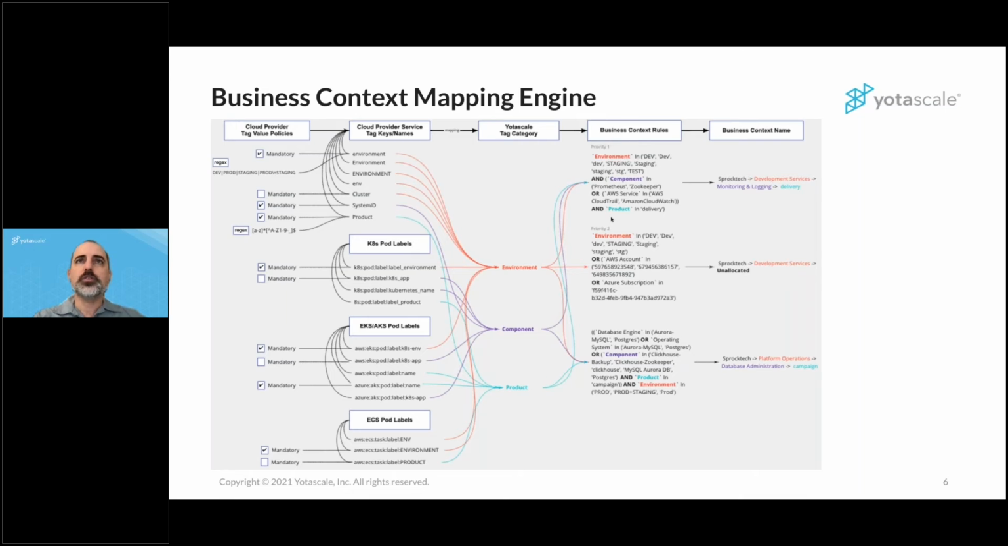Now, this unlocks a lot of power for a company like Zoom that has a pretty large footprint and a complex environment. If you look over at this fourth column here, you can see that you have these fairly complex rule sets that let you take these tags and combine them together in an intelligent way so that we can map those to some meaningful business context in the Yotascale UI.